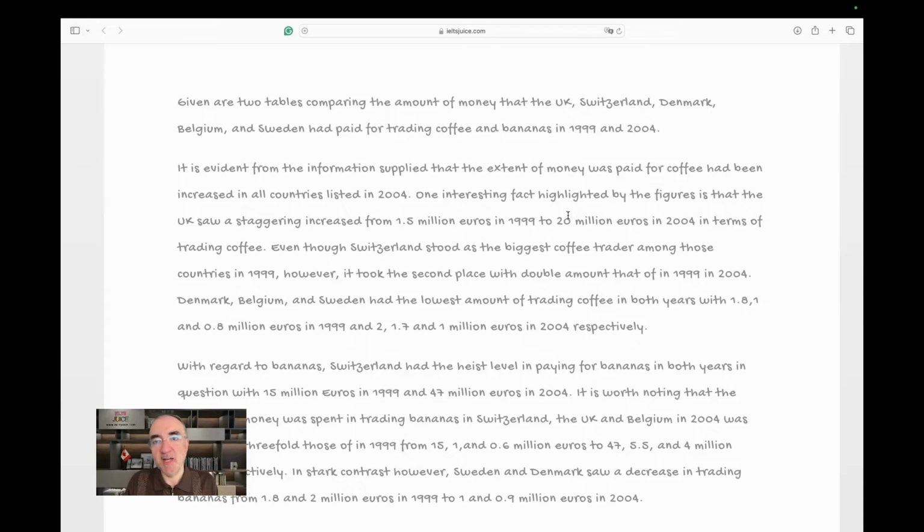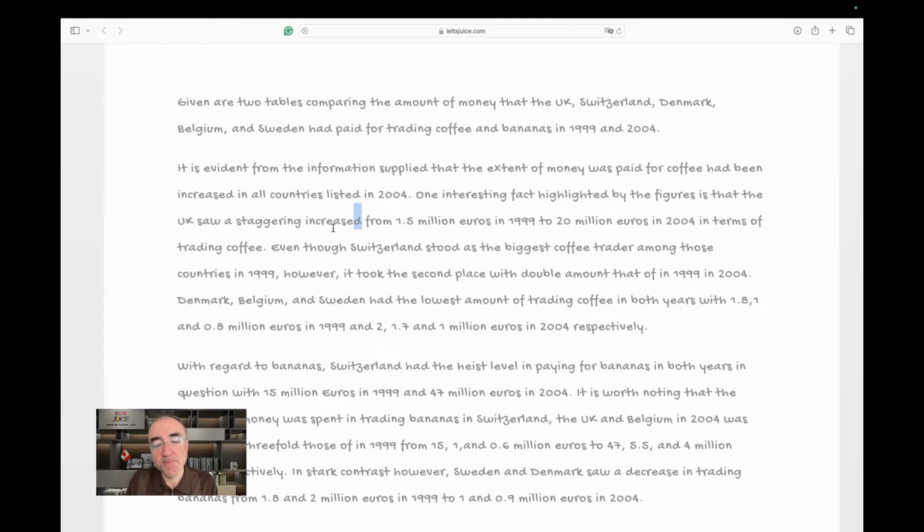One interesting fact highlighted by the figures is that, I like this. I mean, I love the control over the grammar. It's just a bad decision that we have seen 2 instances of past perfect. It's not that the writer doesn't know how to use grammar. It's just the decision is not accurate for this particular visual. Is that the UK saw a staggering increase. Forget increased, increase. This is a noun.